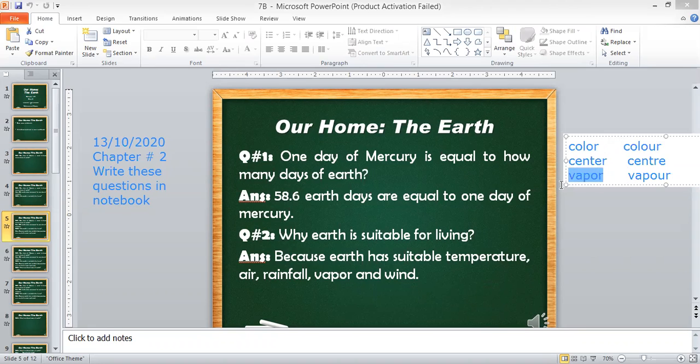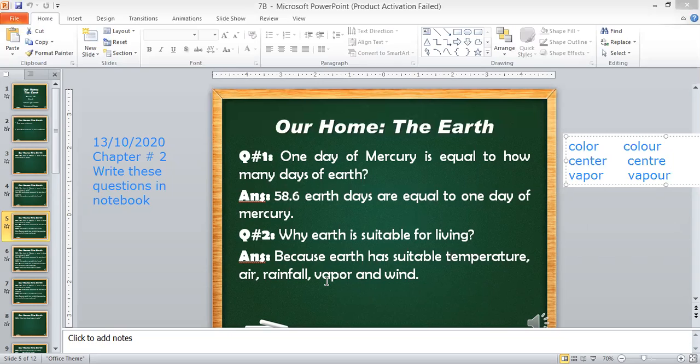I wrote the spelling VAPOR. I am making it clear that both these spellings can work. I'm just giving you the example. So all the spellings which I wrote here on the right side of the screen are correct, because one is British and the other one is American. Everyone has to write.